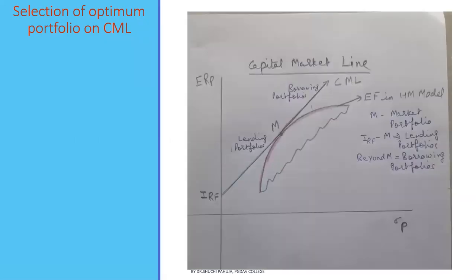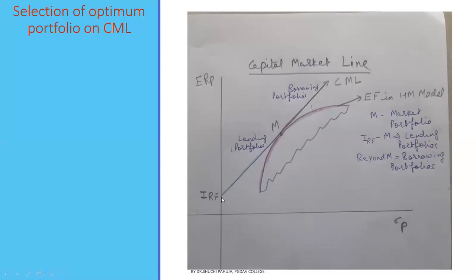Let us see how the optimum portfolio is selected in CML. This is your capital market line. See the portion of the capital market line from IRF to M. This indicates lending portfolios. Here in your portfolio, risk-free as well as risky investments are there. If you are at this point, all the investment is in risk-free assets. And if you are at point M, then 100% of your funds are invested in risky assets, right?